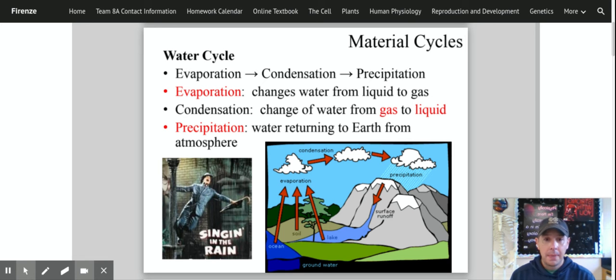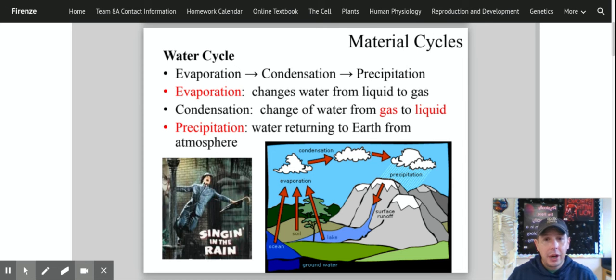For instance, the water cycle. Now, everybody has learned about the water cycle before. You guys have talked about the water cycle since you've been little kids in elementary school. The water cycle basically is run by the sun. It starts with evaporation. Evaporation, remember, is when the water warms up and moves from a liquid form up into the sky to a water vapor, a gaseous form.